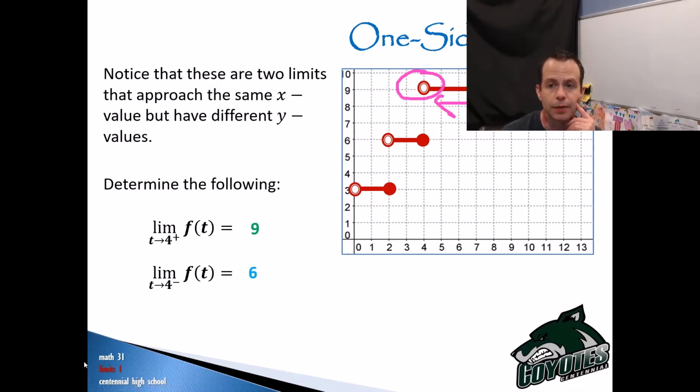So this one is from the left, and this one would be from the right. You're following the function that you've got in the direction you're asked to go. Good.